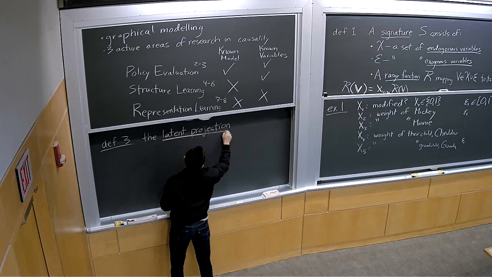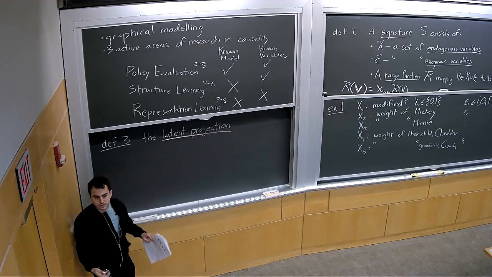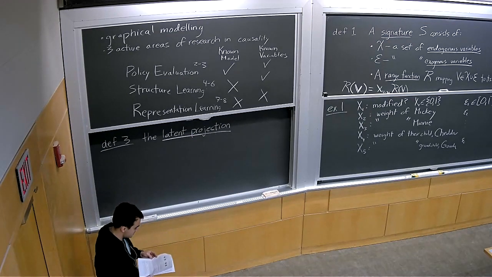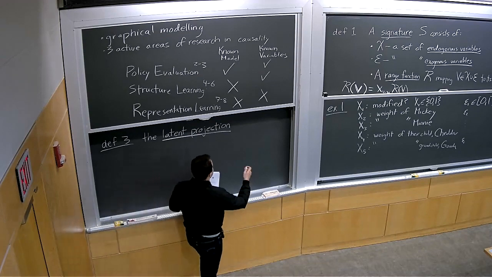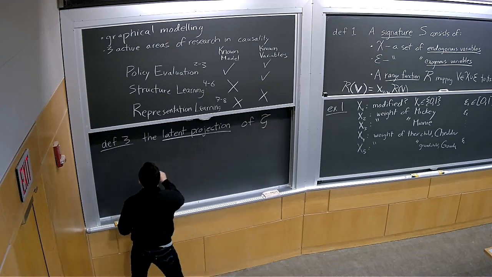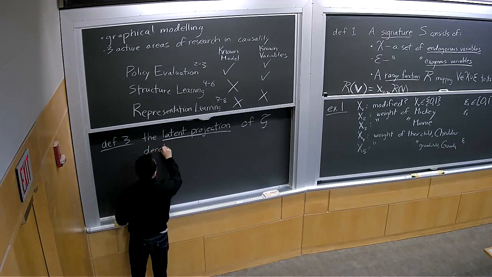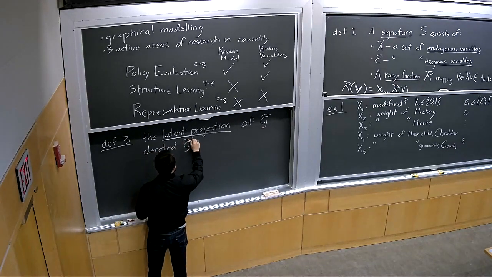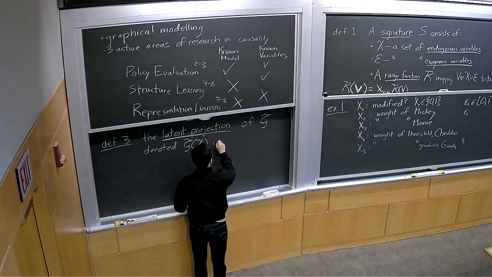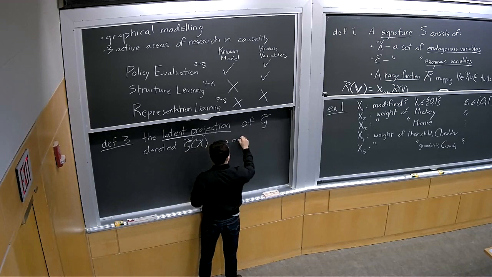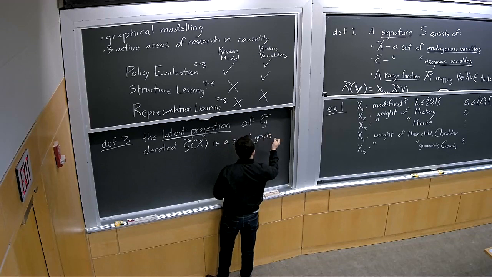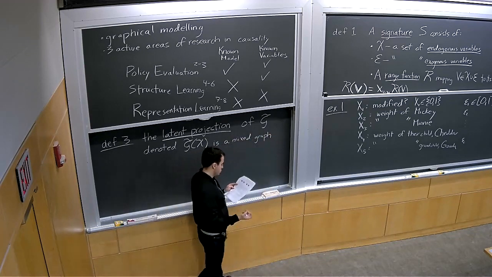And this is to capture the idea that we're projecting out those exogenous variables. Or, these would also be a form of latent variables that we don't see. So the latent projection of an exogenous graph G tilde, denoted G tilde parentheses X, is a mixed graph, which means it has more than one type of edge.